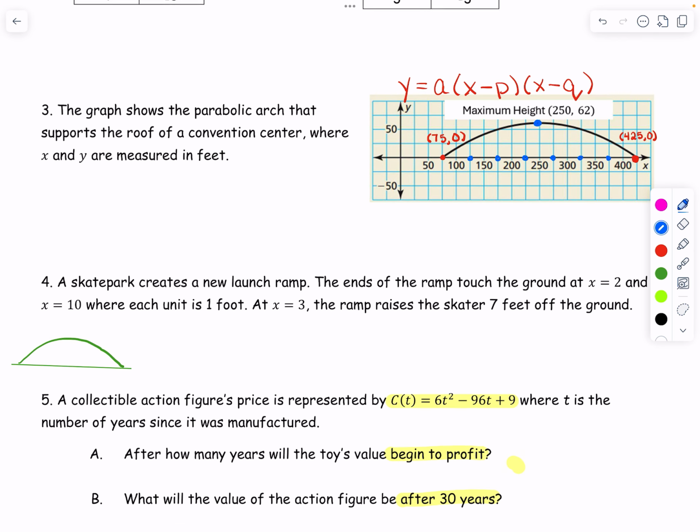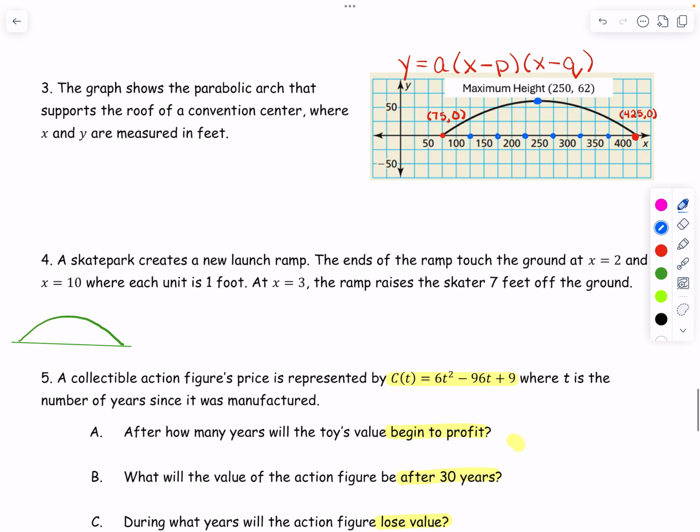All right. So let's start with y equals a times x minus p, and p is the first x-intercept. So here it's 75. So I have x minus 75. The second x-intercept is x minus 425.